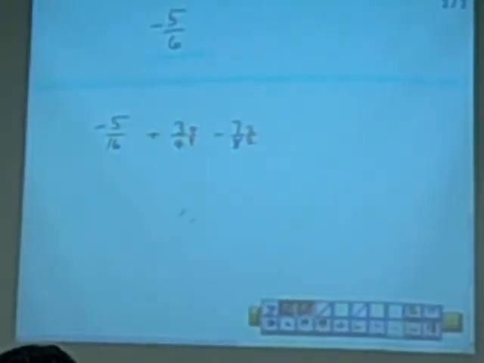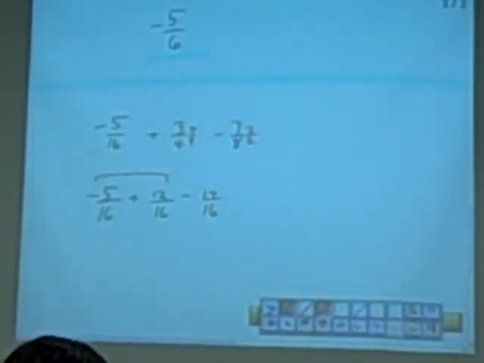Okay, so this will be, again, you're saying this mentally in your head, negative 5 over 16 plus 3 times 4 is 12 over 4 times 4 is 16 minus 2 times 7 times 2 is 14 over 2 times 8 is 16. Okay, so now any questions up to that point?